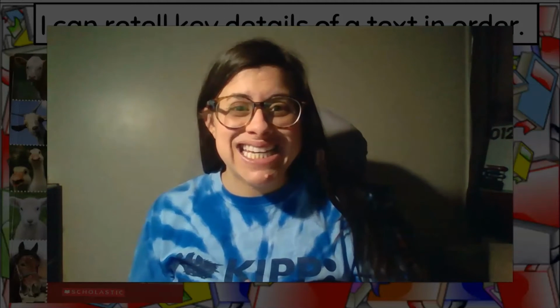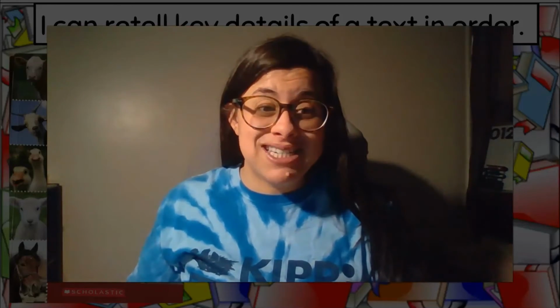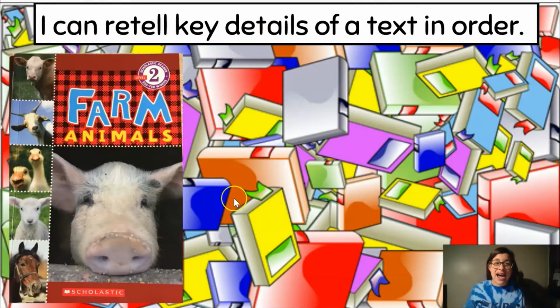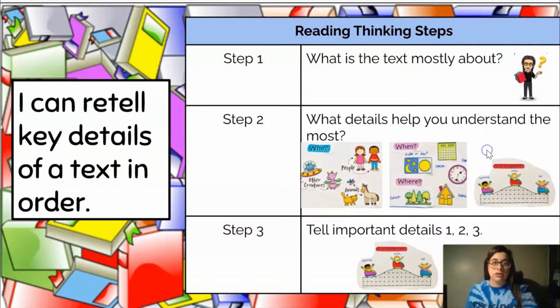We started our farm animal module on Monday, and today we're going to continue to dive into our text, Farm Animals. Our reading thinking job today is I can retell key details of a text in order. So Monday, we spent time finding the main idea, and now we're going to look at those key details that help us know that the main idea is all about farm animals.